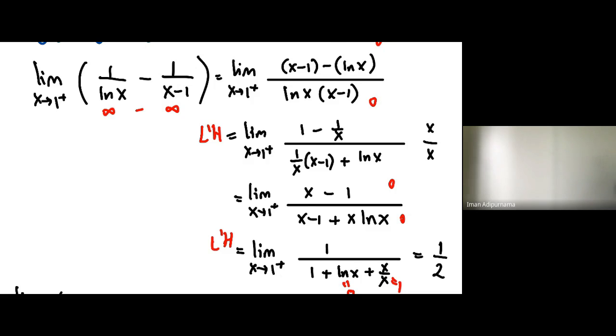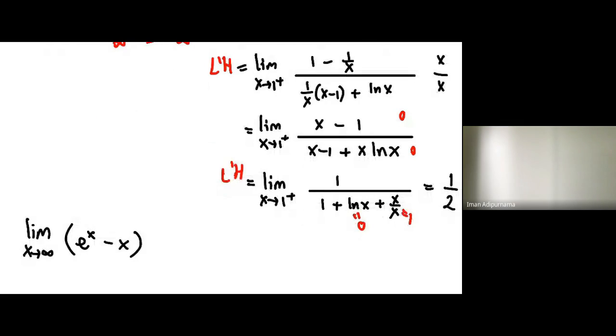The second example that I show you here is e to the x minus x. It's just as simple as that. If you check the infinite, it will be infinite minus infinite, right? But there is no fraction here. Now what can you do?